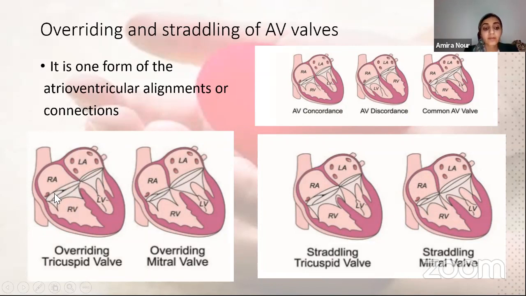But if you have an overriding AV valve of more than 50%, then mostly the contralateral ventricle will be rudimentary or smaller in size due to decreased blood flow to this ventricle, and he may not be a candidate for a biventricular repair.